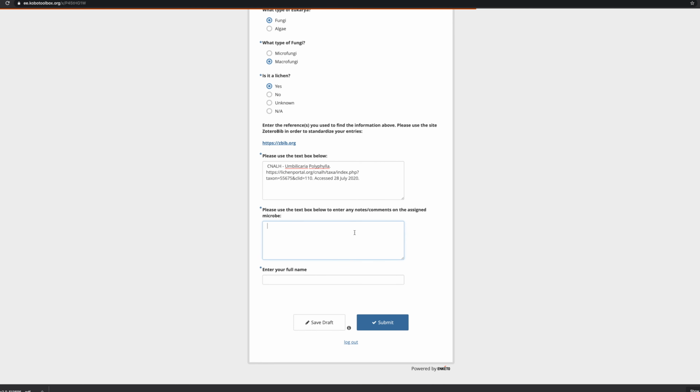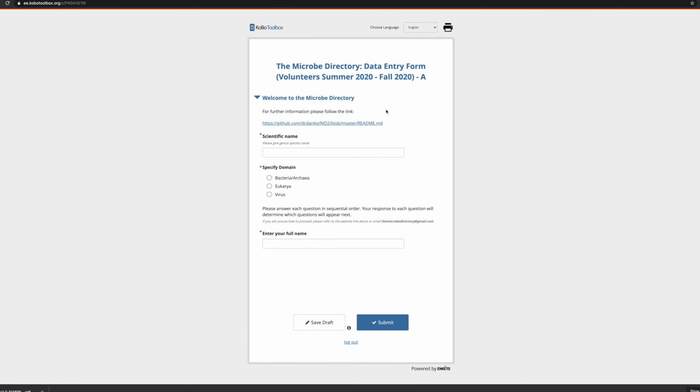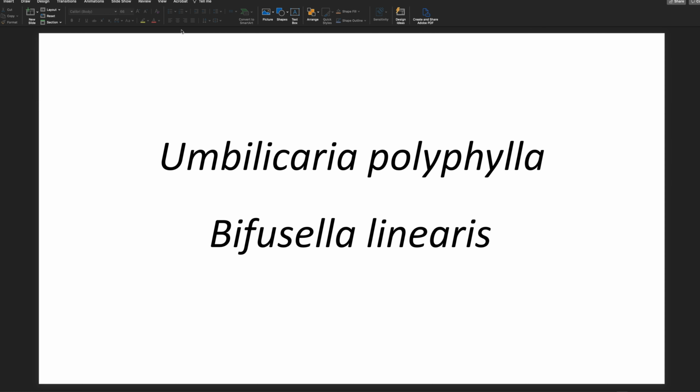Here we don't have any comments about this. We'll just put NA, and our full name we'll just put here, test fungi 1, and we submit. And that's it. Here it's telling us our annotation has been successfully submitted. All right, so now we move forward into the next species.